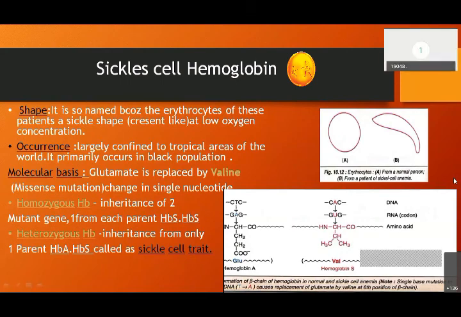What is the molecular basis for sickle cell anemia? The glutamate is replaced by valine at the sixth position by a single nucleotide change. At what chain? Which globin chain does this replacement occur in?